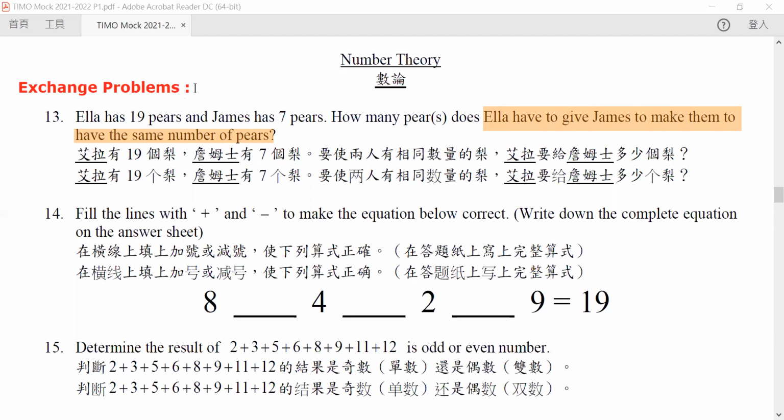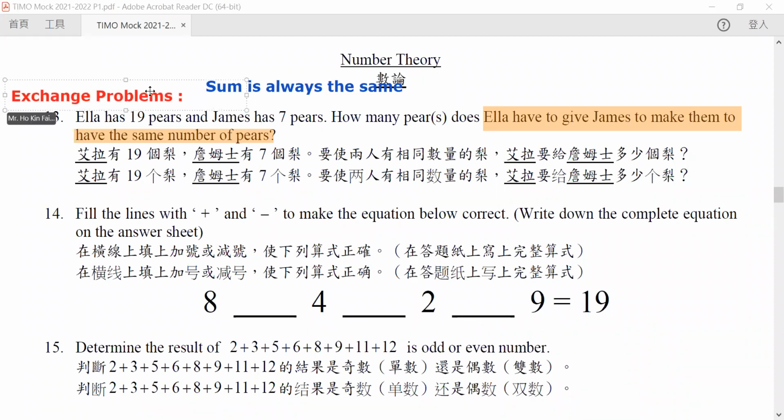Now, what do you mean by our exchange program? Exchange program means that within this question, all the objects, in this case the pears, are changing hands from one person to the other, but the total sum of all pears within this group is unchanged. The sum is always the same. Okay, the sum is always the same.